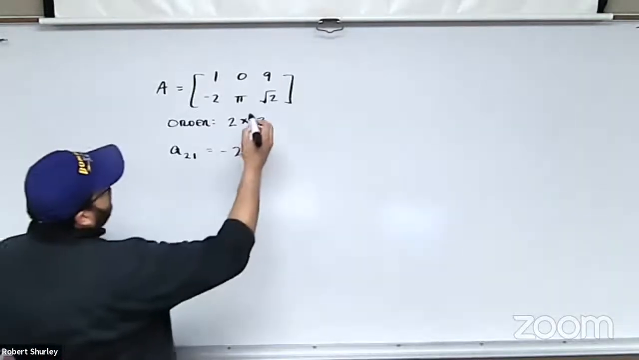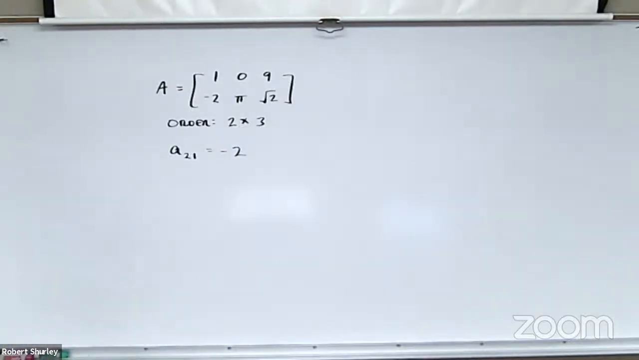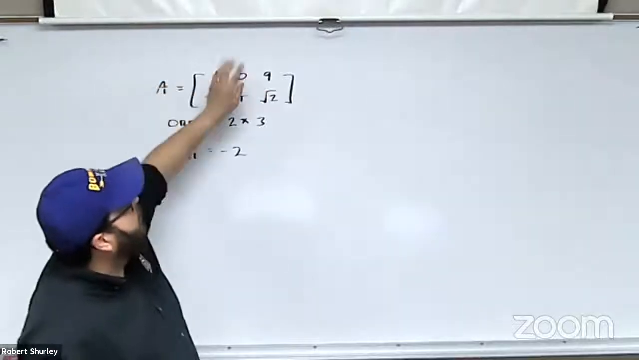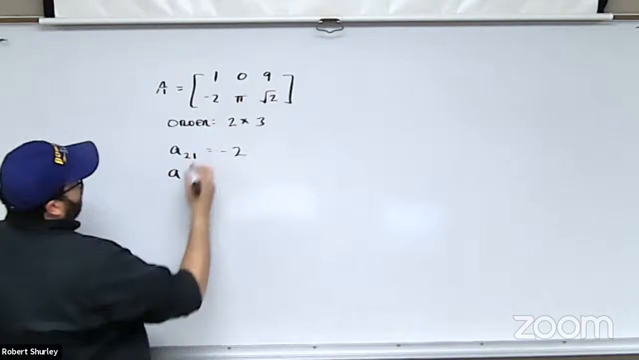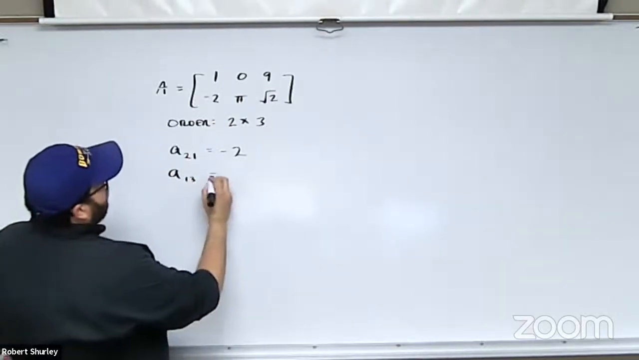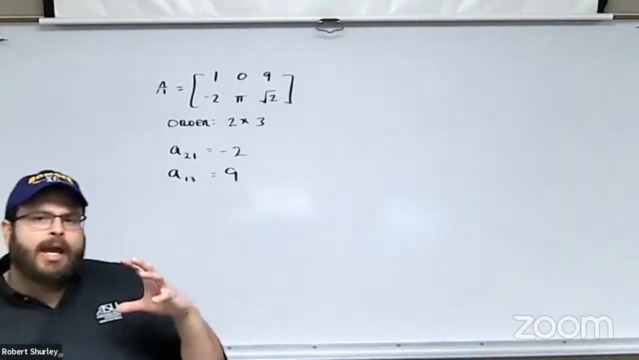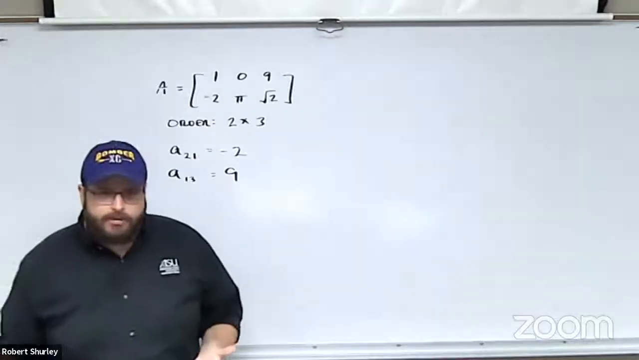If I wanted to call the number 9 in this matrix, it's in the first row, but it's the third column. So a, first row 1, third column 3: a13 would be 9. So that's how you could call the positions. Those are the positions of the matrix.